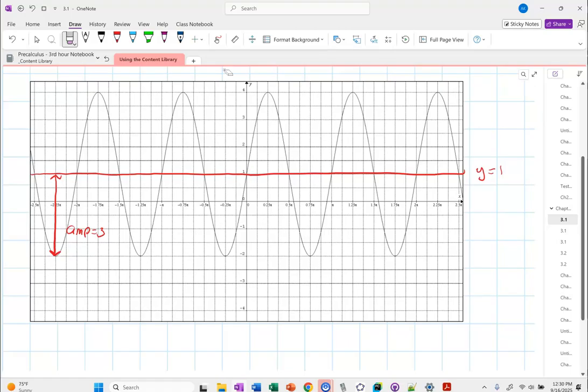Last thing I'm going to do is my period. Remember, for period, we're counting on the x-axis this time. So I like to start from peak to peak.